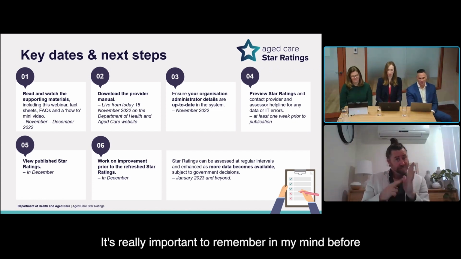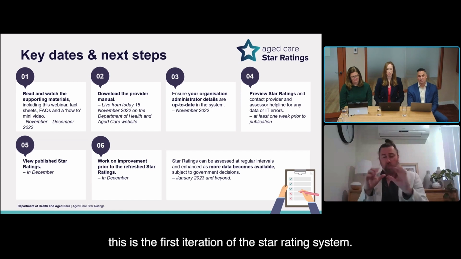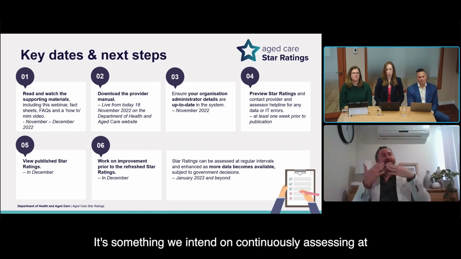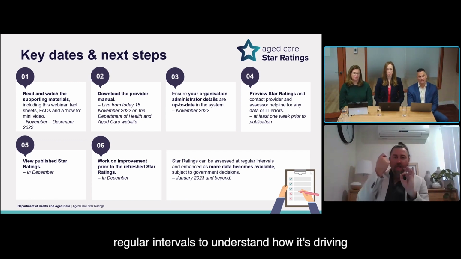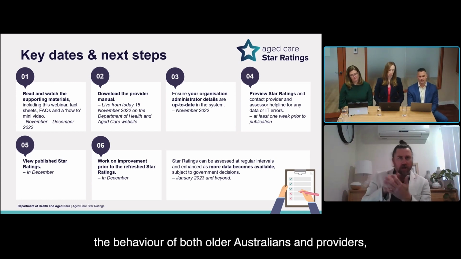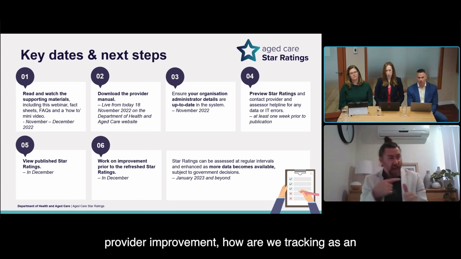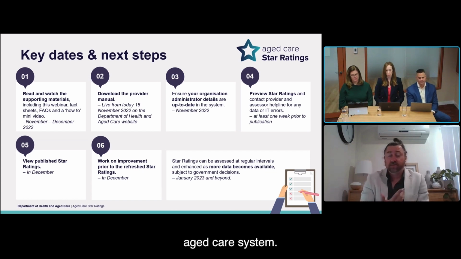It's really important to remember, before we move on to some of the question and answers, that this is the first iteration of the star rating system. It's something we intend on continuously assessing at regular intervals to understand how it's driving the behaviour of both older Australians and providers. Is it useful in informing choice? Is it driving provider improvement? How are we tracking as an aged care system?